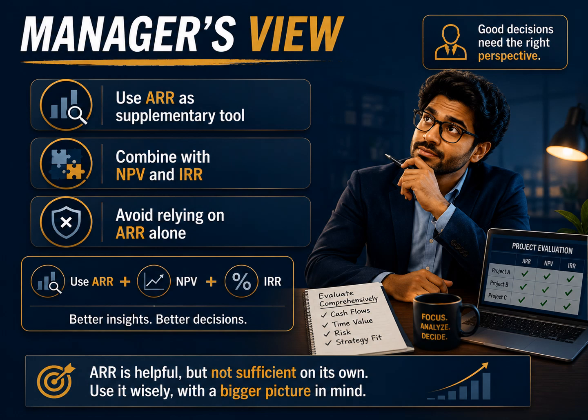What should managers do? Should they completely reject the accounting rate of return method? No. ARR is still useful, but only as a supplementary tool. Managers usually combine ARR with NPV, IRR, payback period, and risk analysis. This creates balanced decision making. ARR can provide quick profitability insight, but final investment decisions should consider cash flows, time value of money, risk factors, and strategic importance. Professional finance is always about a combination of analysis methods.